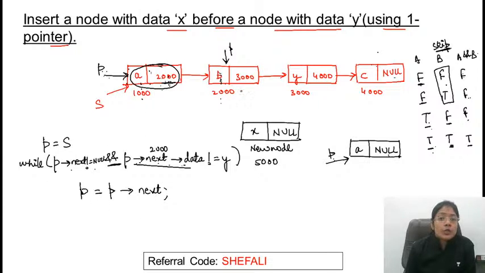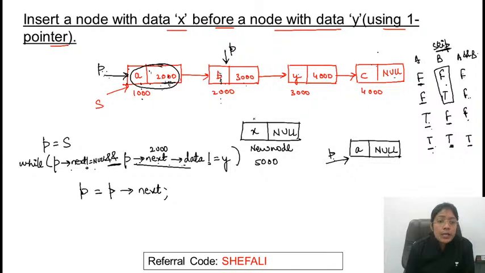Again it will check for the same condition. P of next is not equal to null. Yes, condition is true. P of next is 3000. 3000 of data is equal to Y. Yes, condition is true. Now we got the location where we have to adjust the pointers.